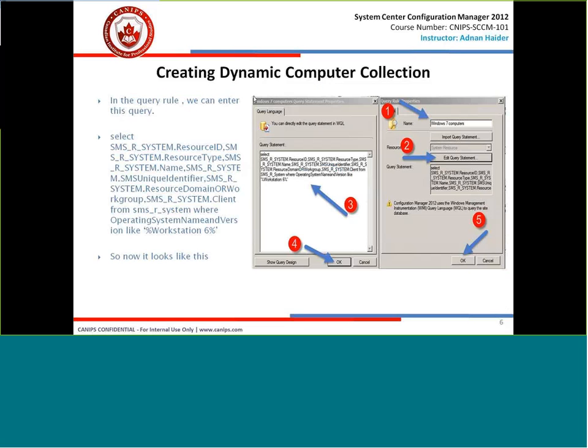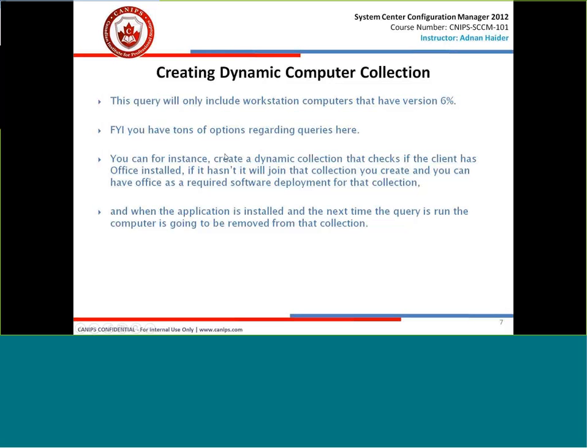Then it is just giving a huge query, while I was looking for something smaller than this. So I will just send you this slide as well to put that query and check if only your Windows 7 machines get discovered for this collection, Windows 7 collection, right? So create another collection and try to type this query there, and it should give you the Windows 7 machines only, right? This query will only include workstation computers that have version 6.